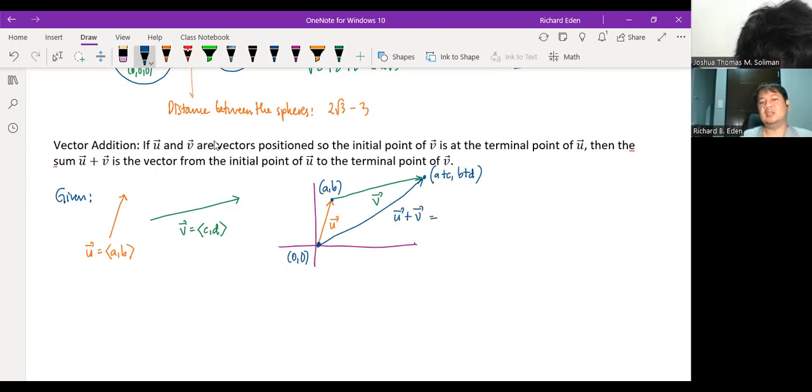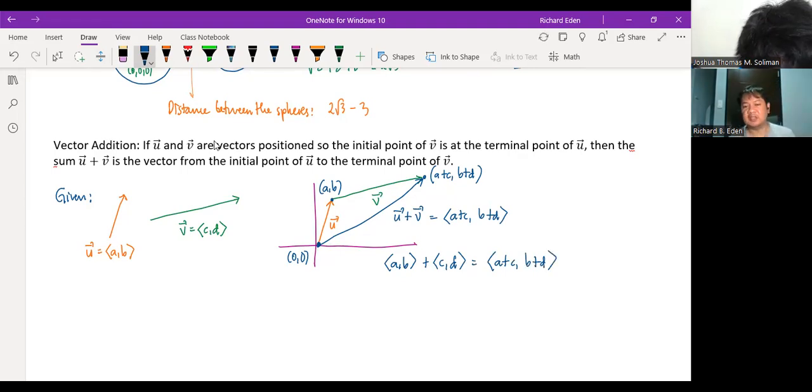And because we see that when we drew it starting from the origin 0, 0, it ended up at the point with coordinates A plus C, B plus D, then these two sums are what make the components of U plus V: A plus C, comma, B plus D. So what you see here is that because vector U has components A, B, and V has components C, D, then the sum is A plus C, B plus D.